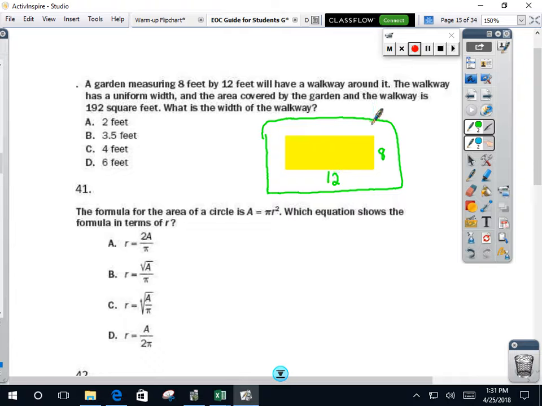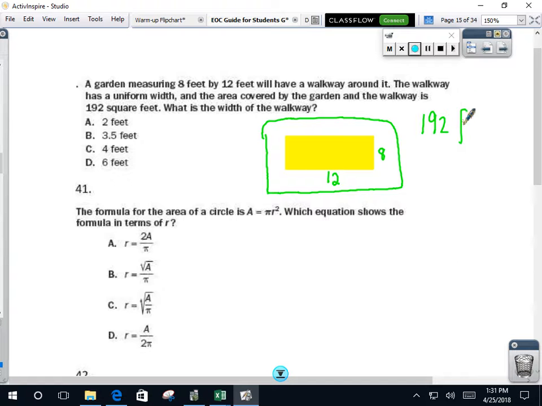And the area covered by the garden and the walkway, so the area of the whole thing, is 192 square feet. How much is the area of just the garden? Wouldn't you just do 12 times 8? Now, what do you think you do with those numbers? Hold on, this is divide 192 divided by 96, 2. They wanted to know the width of the walkway. So the width of the walkway is 2 feet all the way around.